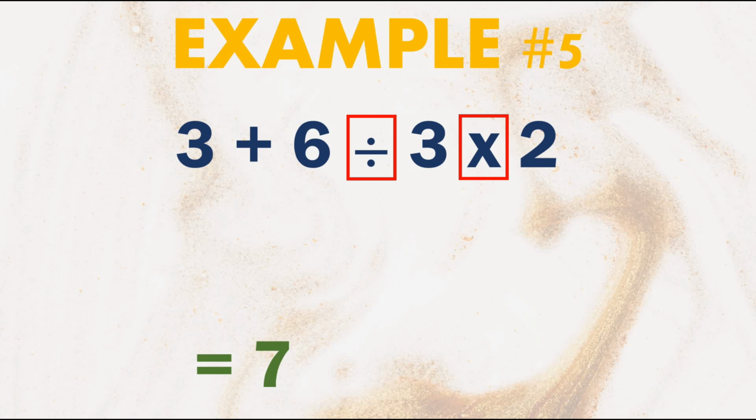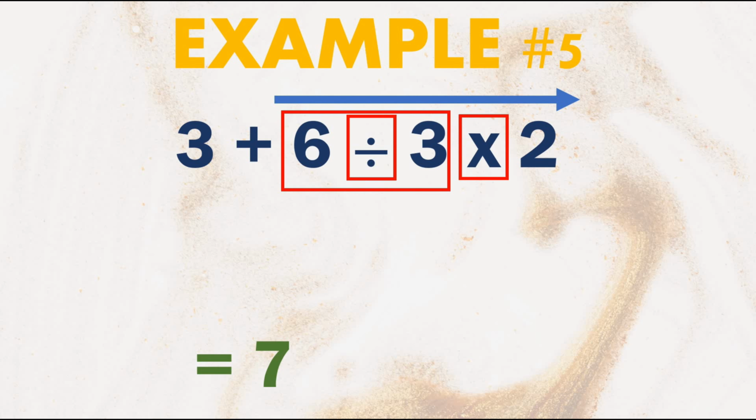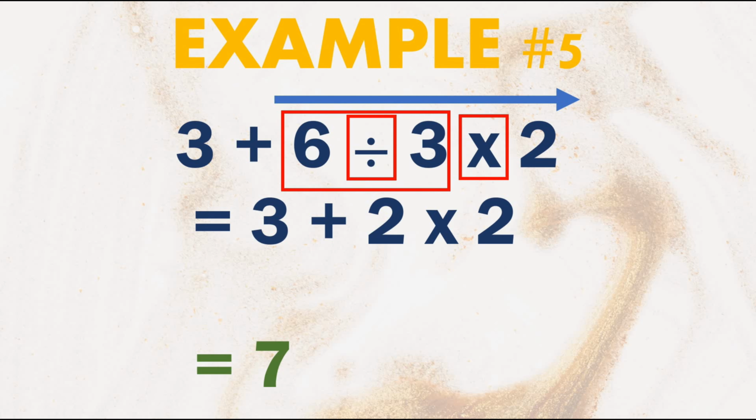And as we said before, division and multiplication are of the same rank. So you need to go from left to right. That means you need to divide first before you multiply. Okay? So let's do the division bit first. So we have 6 divided by 3, that's 2. So we have 3 plus 2 times 2.